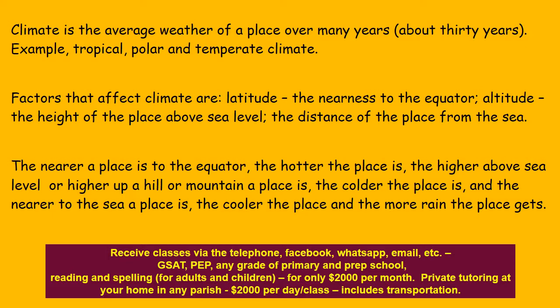The nearer a place is to the equator, the hotter the place is. The higher above sea level, or higher up a hill or mountain a place is, the colder the place is. And the nearer to the sea a place is, the cooler the place is and the more rain the place gets.